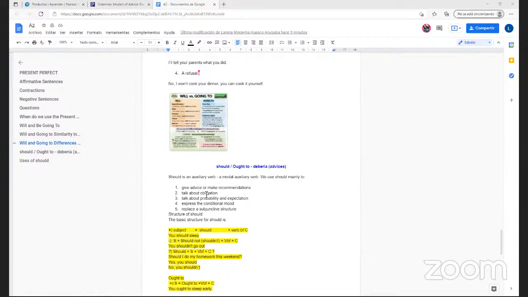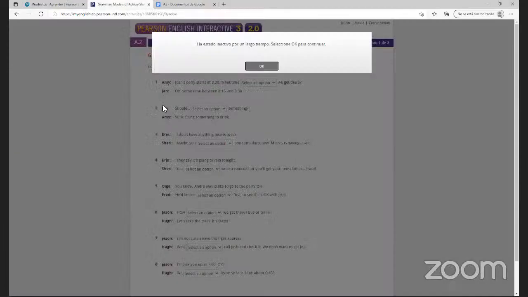The most common one is for a promise. Okay. So until here, do you have any doubts, Lucas? No, it's okay. Okay, so let's go to the platform and let's do the exercises.